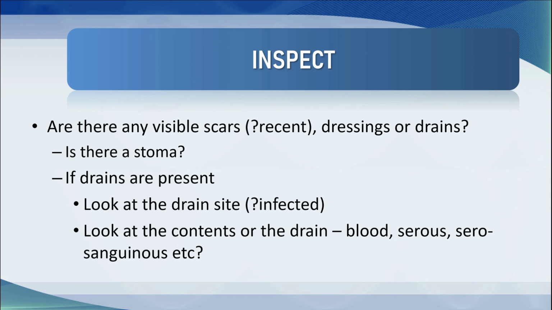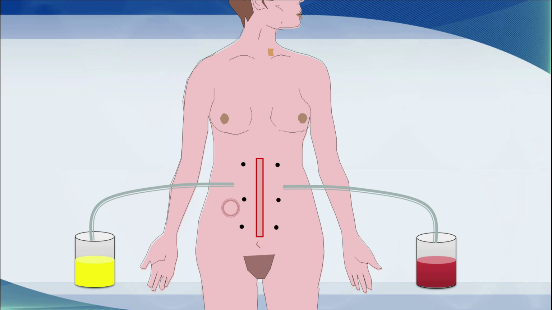If there are drains present, look at the drain site. Is it infected? And look at the contents of the drain. Is there blood, serous, or serous sanguineous fluid, etc.? And how much is coming out? These are the things you need to look for. Sometimes you will be unable to see anything because of dressings. I make a point of returning to look at wounds when the dressings are being changed.